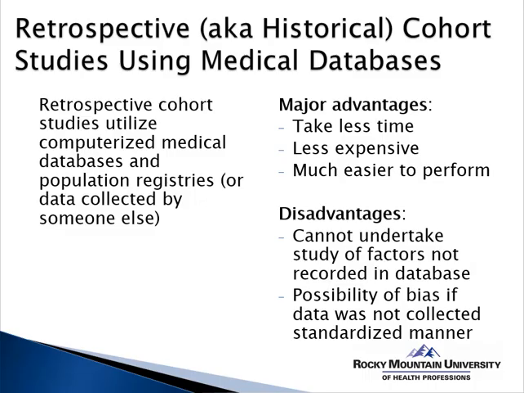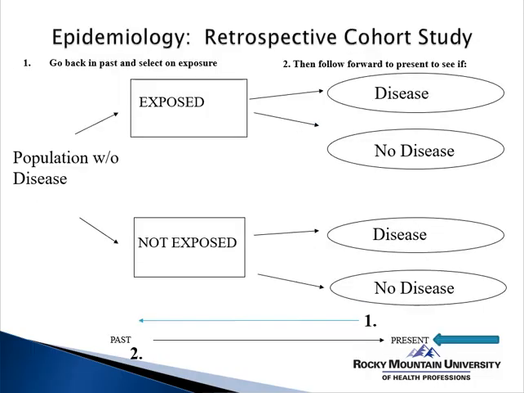Retrospective, major advantages, takes less time, so you're not following people because the data has already been collected. They're less expensive to perform and much easier to perform. But the problem is, because the data has been collected already, it may be missing things of interest. Or you have to rely that maybe bias was introduced in the way the data was collected. Hopefully not, but that's a potential limitation.